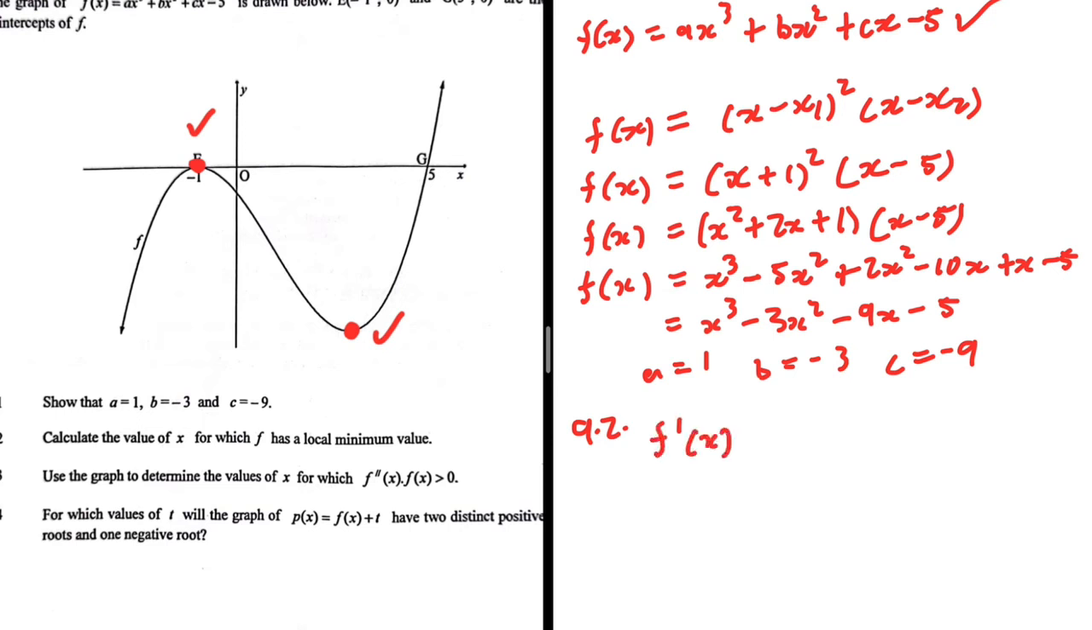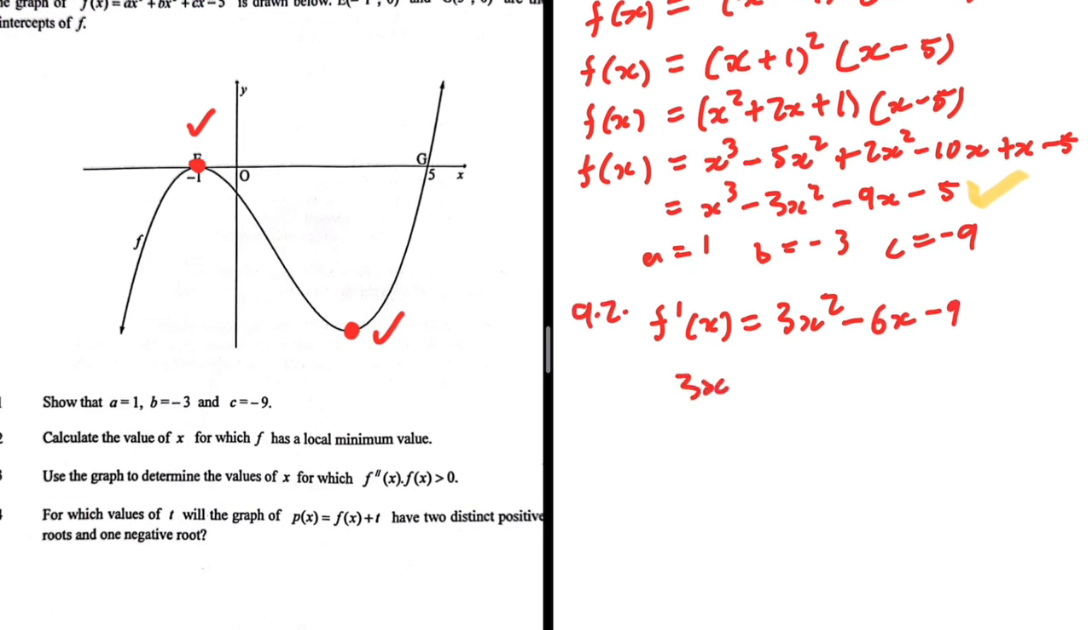f prime of x, we're differentiating. We're going to get 3x squared. We're differentiating this function, right? Because now we have the values of a, b, and c. So 3x squared minus, is that going to be minus 10x? Not minus 10x, but minus 6x minus 9. And then in order to find the x value at the minimum and the maximum, we equate these to 0. We can take a common factor of 3, obviously, and divide by it on both sides. We're going to be having x squared minus 2x minus 3 being equals to 0.